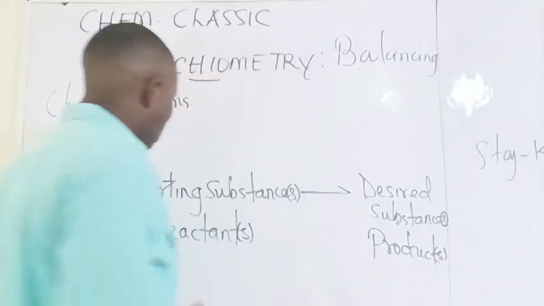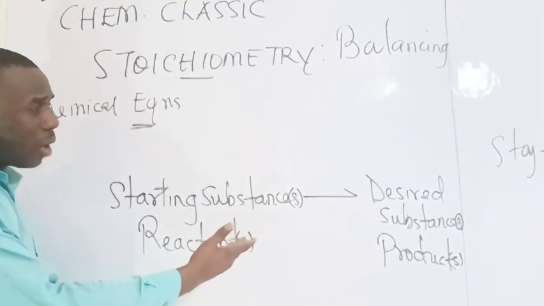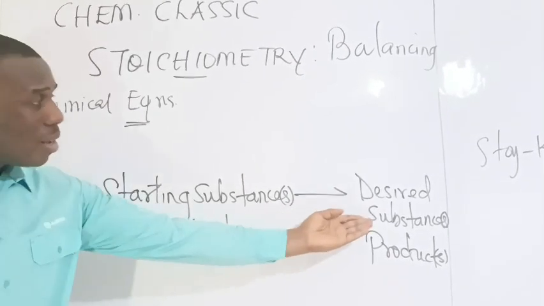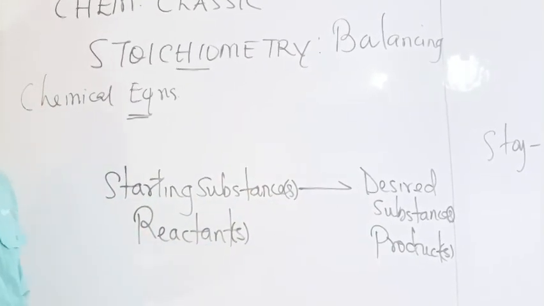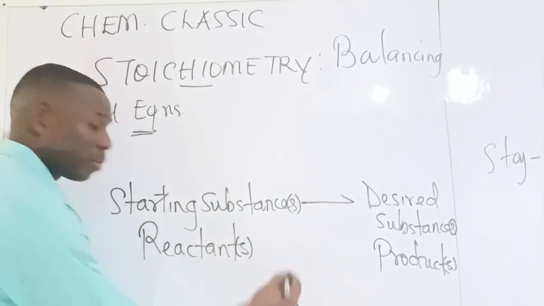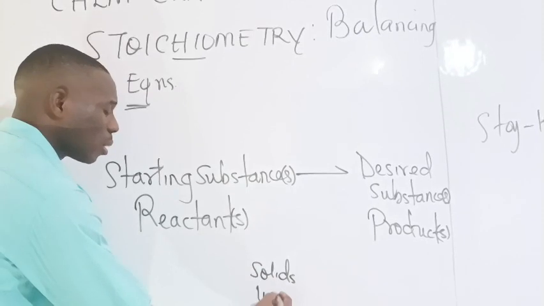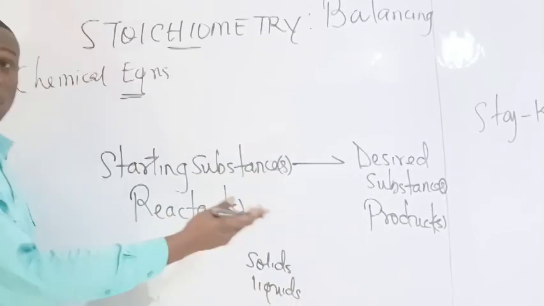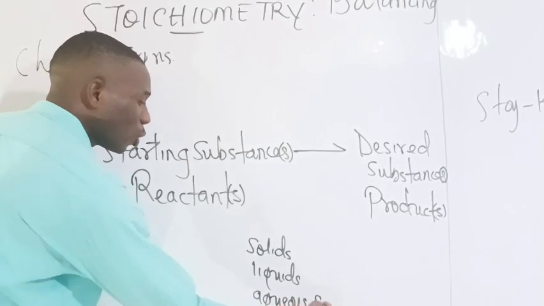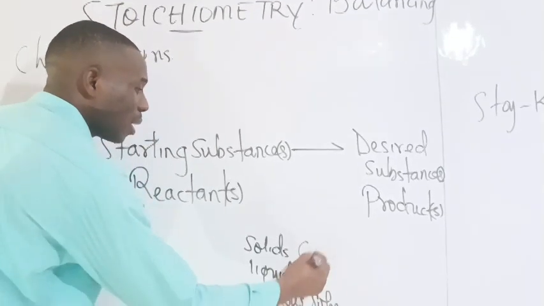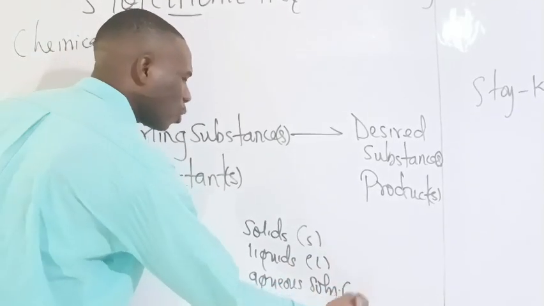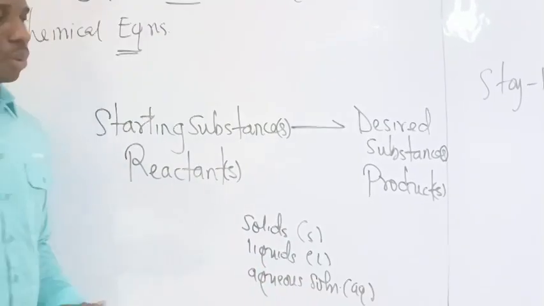Alright, so having said this, another thing you may want to take into account is including the physical states of those substances. Take, for example, are the substances solid? Are they liquid? Or are they dissolved in solution, which we call aqueous solutions? Solid, we use an S as a subscript. We use L for liquid, and of course we use AQ for aqueous solution.